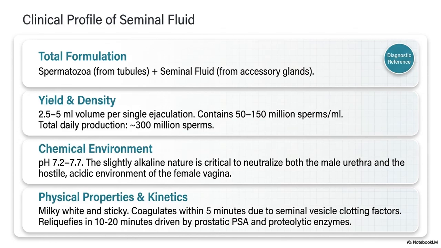Within 5 minutes of ejaculation, semen coagulates due to the clotting factors present, but after 10 to 20 minutes it reliquefies due to prostate specific antigen as well as the proteolytic enzymes. The fructose, citric acid and galactose present help to provide ATP for the sperm motility, while other factors also help in the nutrition of sperm.